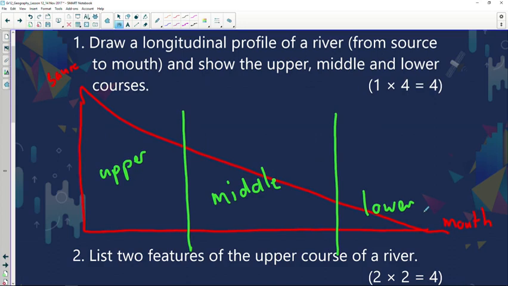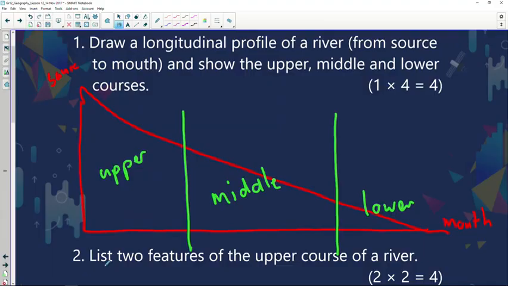Now, what do we know about each of these courses, characteristics of them? The upper course is where the source of the river is. So the volume of water is not as great as in the middle course, because what happens in the middle course? Other rivers start to join this main river, so the volume of water is going to be increasing.